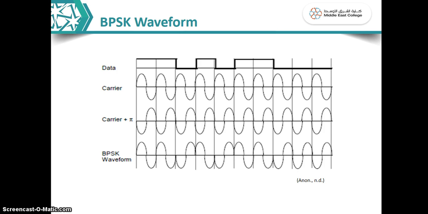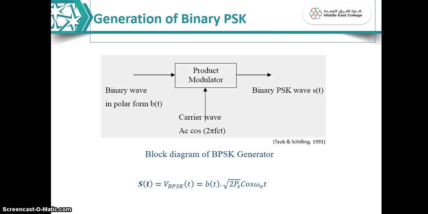Now let's see the example. Before that, I'll explain the generation of the BPSK signal. Here the message signal b(t) is represented in bipolar form. You have two symbols. For example, symbol 1 you will represent as plus, a high voltage, and symbol 0 you will represent by minus polarity. So you have a bipolar waveform for your b(t), and you have the product modulator.